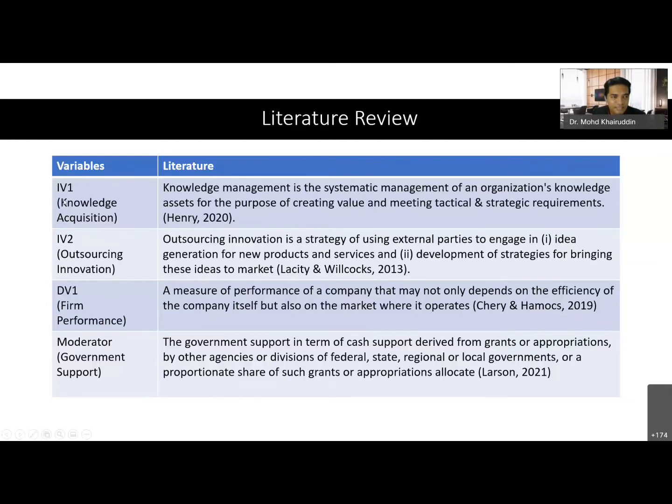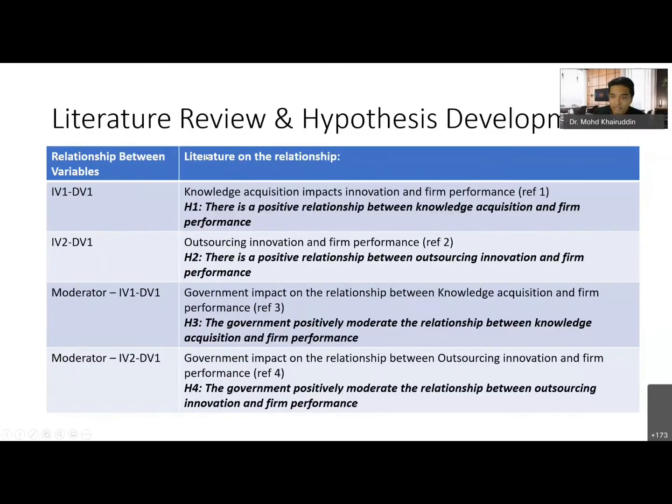So for example, in the variables, I have IV number one, knowledge acquisition, an independent variable. For those who are still in the first semester, you can refer to your supervisor after this, or after you go through the class of research methodology. I believe that you will understand all of this, and I hope that you can discover by yourself as well. Take some time in your free time, do some studies on this.